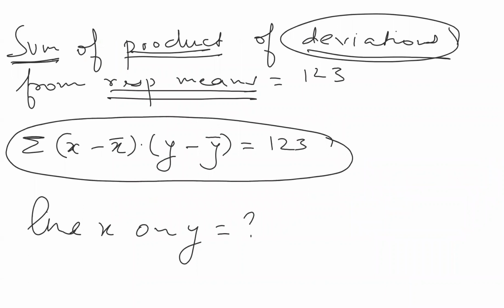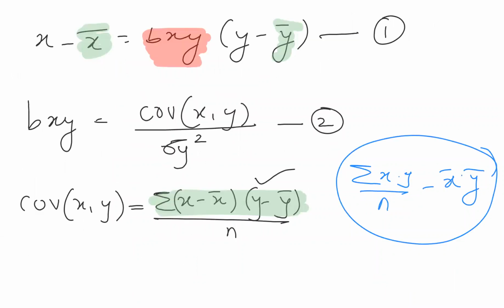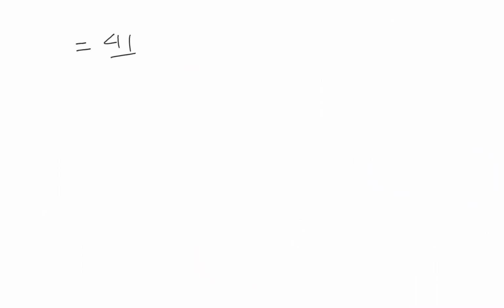So we cannot use the blue colored formula. So this is equal to 123 upon n, and n is equal to 15. Now both are divisible by 3. We can just reduce it and keep it in fraction. So 123 upon n, that will be 41 upon 5. And 41 upon 5 is not a very difficult thing to calculate. So this is equal to 41 upon 5.